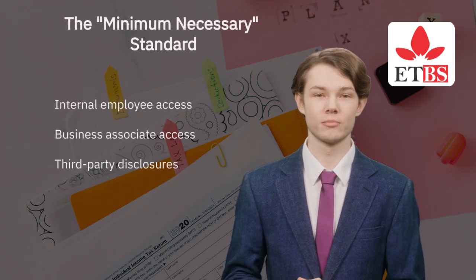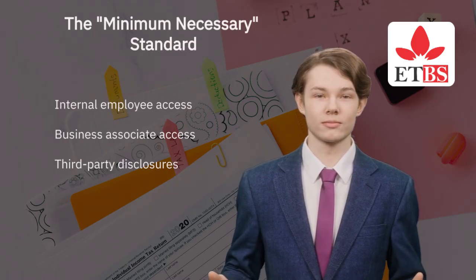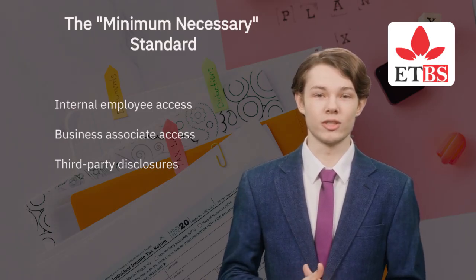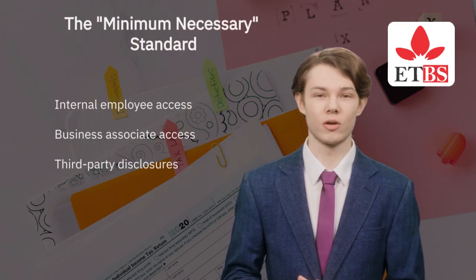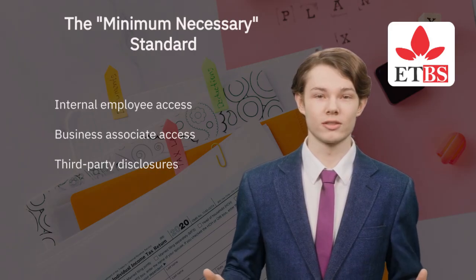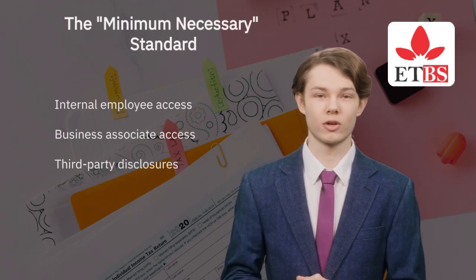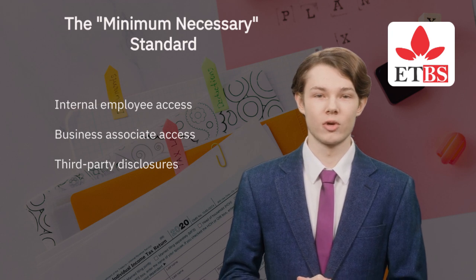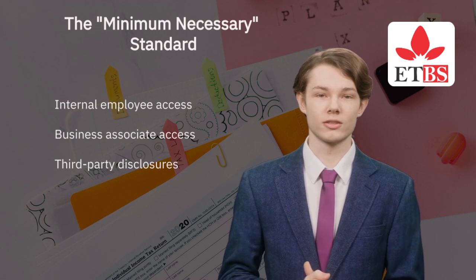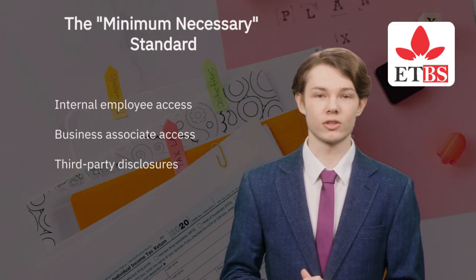6. The minimum necessary standard. This principle requires that only the minimum necessary amount of PHI be used or disclosed to accomplish the intended purpose. It is one of HIPAA's core safeguards and applies to internal employee access, business associate access, and third-party disclosures. Exceptions include treatment-related disclosures where full access may be justified.